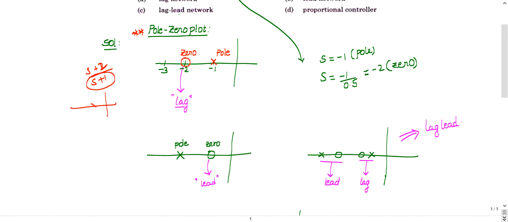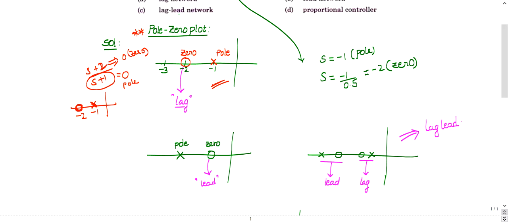How do you plot it? The denominator equal to 0 indicates a pole. The pole is at -1, and it is indicated with a cross mark. The numerator equal to 0 indicates a zero. So the zero is located at -2, indicated with a circle. I have indicated the same thing here.